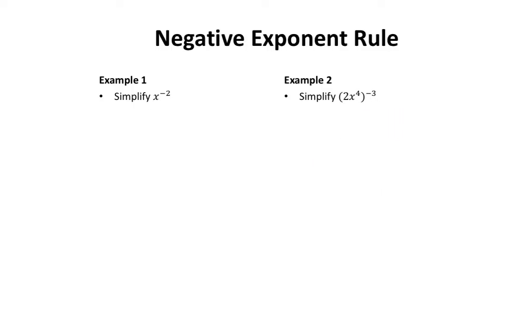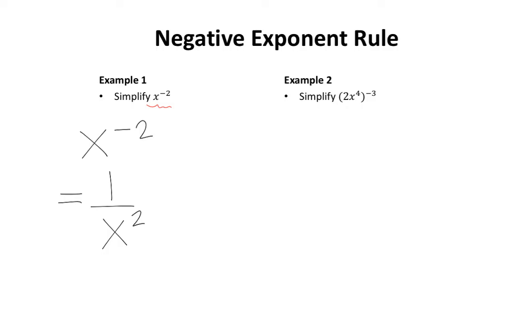In our first example, we want to simplify x to the power of negative 2. You'll notice that we have a negative exponent here, x to the power of negative 2. What we want to do is write the reciprocal of x, which is 1 over x. When you do that, the exponent, which was negative, now becomes positive. So you have 1 over x to the power of 2.